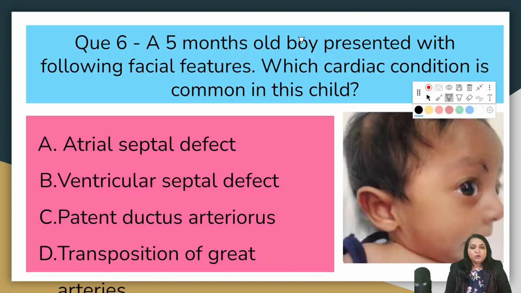A 5-month-old boy presented with the following facial features. Which cardiac anomaly is common in this child? Now look at the facial features of this child. The facial features are suggestive of micrognathia as well as retrognathia, as well as if you see there is a cleft in the soft palate, and there is a falling of the tongue backward because of a small jaw. So all these features fit into the Pierre-Robin sequence, and in a Pierre-Robin sequence, the most common cardiac condition seen is a ventricular septal defect.